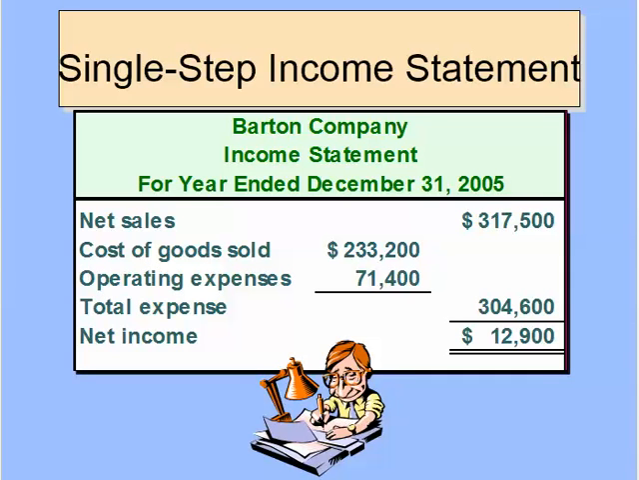Okay, let's talk about our financial statements just a little bit. We're going to expand upon what we've already learned. So far we've learned a basic single-step income statement. And what that basically has consisted of are our revenues minus our expenses. And that gave us our net income.